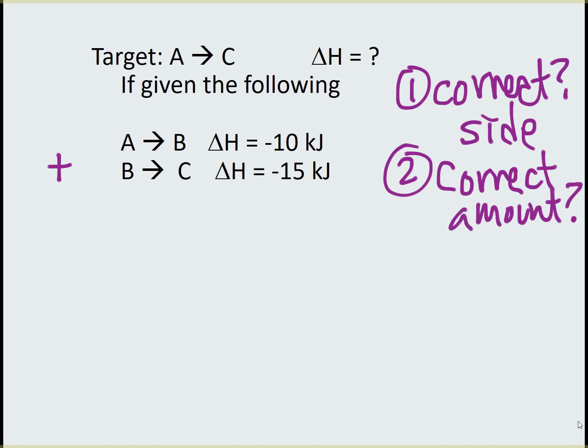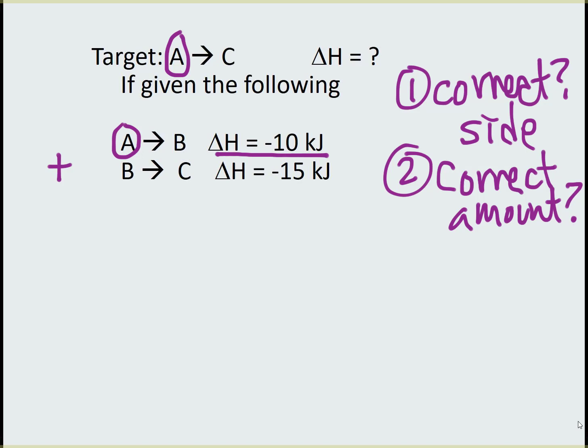All right, so let's look at our first species. So let's look and see what's going on with A. So which of the equations down below has A in them? Well, the first one does. And I'm going to match it up, and I'm going to ask myself, is it on the correct side? Yes. The target equation has A on the left-hand side, on the reactant side, and so this equation is also on the left-hand side, the reactant side. So I'm just going to use this delta H as is because that A matches up.